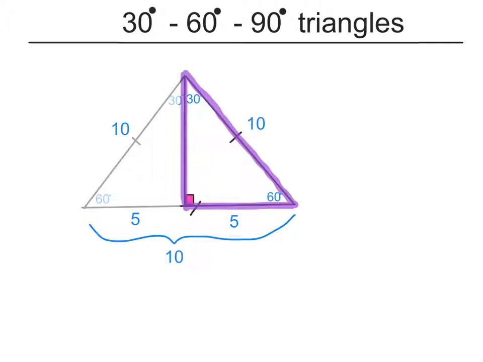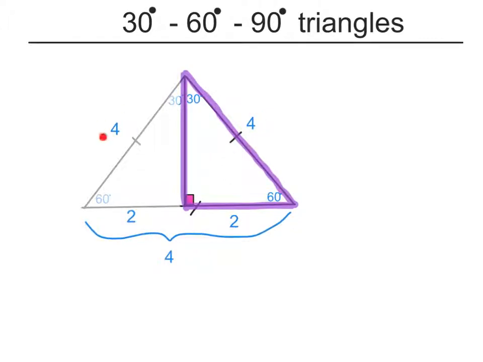Well, why is that important? That's important because now look, I've got two sides on my 30, 60, 90 triangle here. So the side across from the 30 is 5, and the side across from the 90 is 10. Hold on to that for a second.